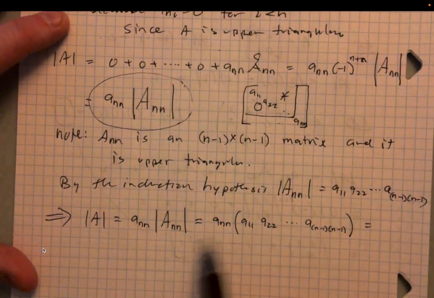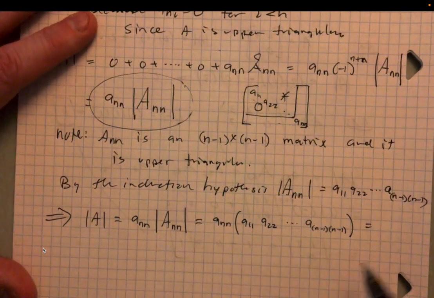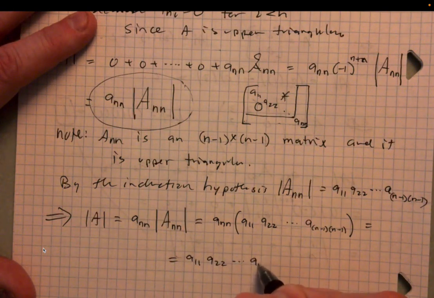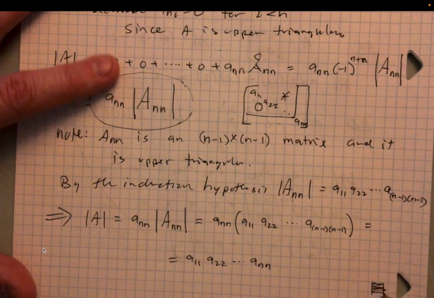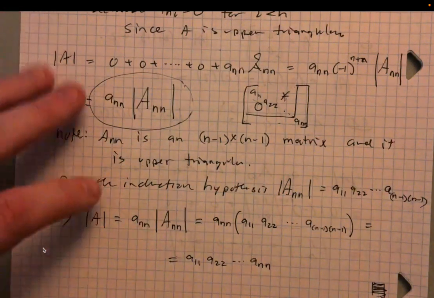Right? And then you can, of course, see that this just adds the nth diagonal element to that product. So it's just equal to A11, A22, dot, dot, dot, ANN. And that is exactly what we want to show. Okay? So we've shown that for any upper triangular matrix, the determinant can be identified very quickly by simply multiplying the diagonal entries.